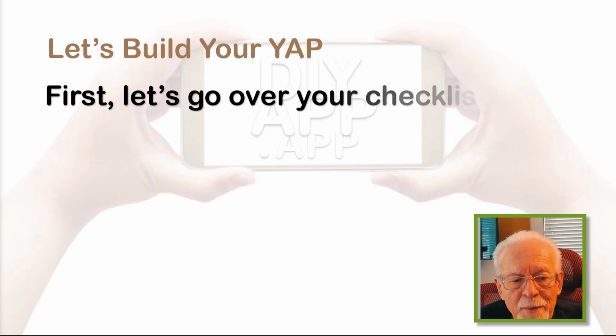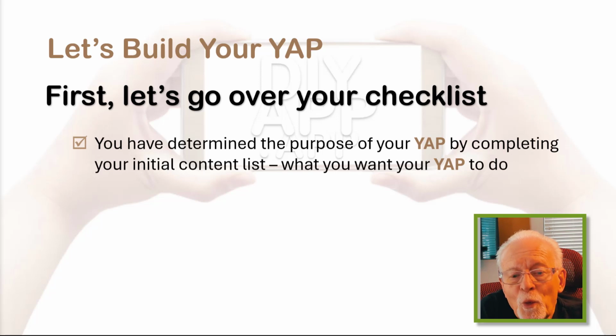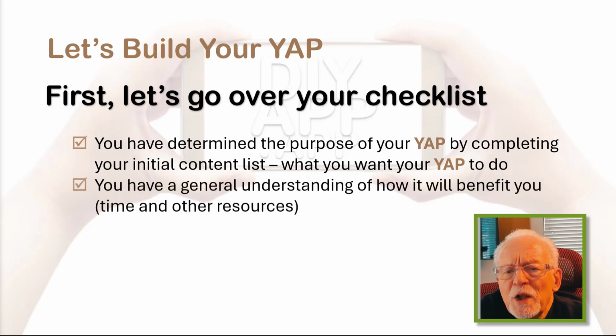As we build your app, let's begin by going over your checklist and make sure everything is there. You've determined the purpose of your YAPP by completing your initial content list, what you want your YAPP to do. So you began with a list, this is what I would like to have in a YAPP, and you'll add to that list later, but you at least have your initial list now. You have a general understanding of how it will benefit you and how it will help you out.